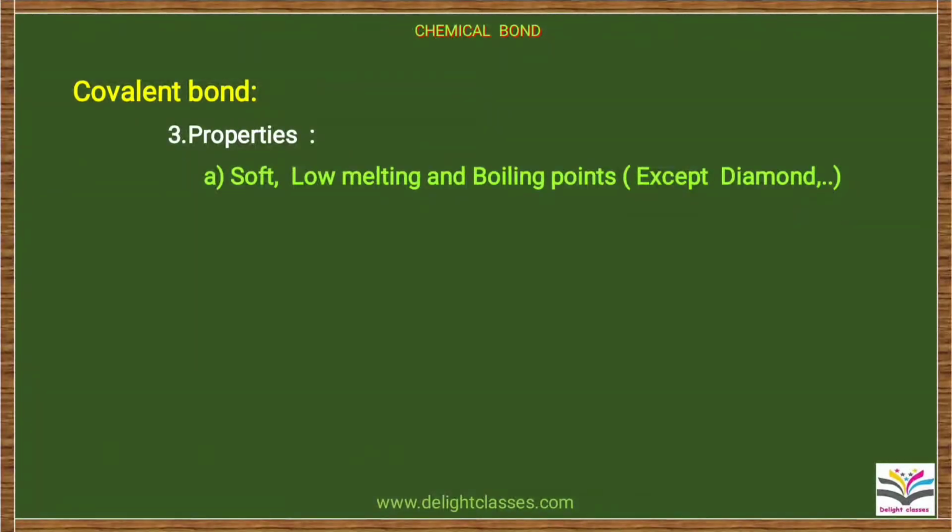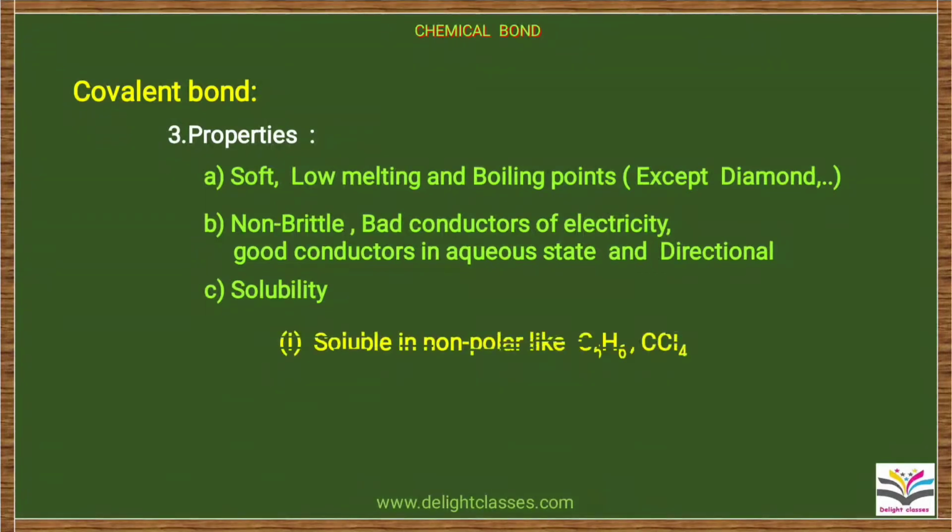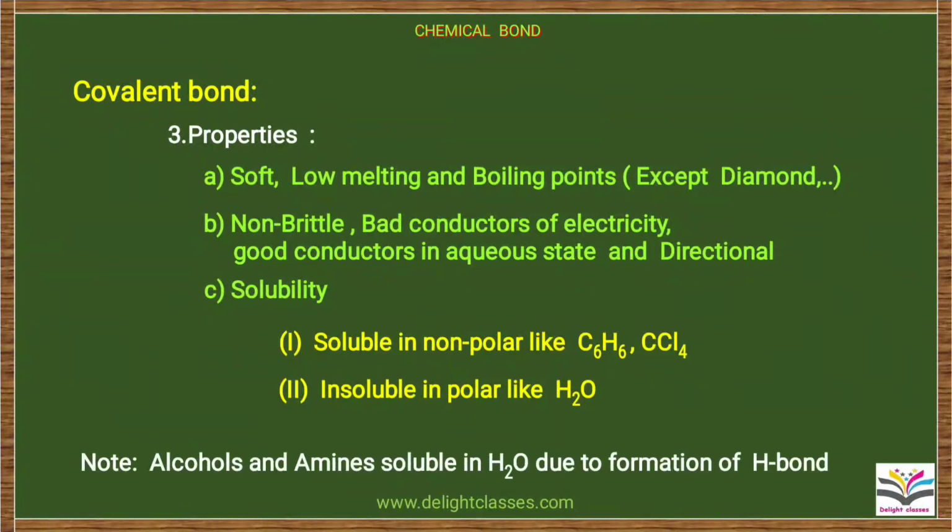Properties: soft, low melting and boiling points except diamond and graphite, non-brittle, bad conductors of electricity, good conductors in aqueous state, and directional. Solubility: soluble in non-polar solvents like benzene and carbon tetrachloride, insoluble in polar solvents like water. Alcohols and amines are soluble in water due to formation of hydrogen bonds.